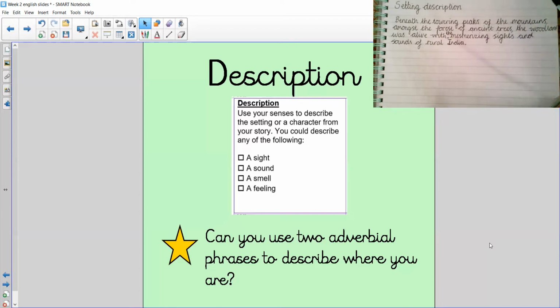It could be something like, beneath the peaks of the mountains, amongst the forest of ancient trees, I stared into the darkness of the forest. Okay, we're just introducing where we are. We're not going too deep into the details of the setting. Pause the video now and have a go. See if you can write your first sentence.